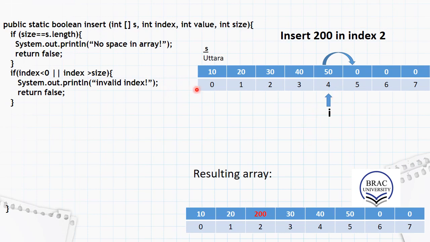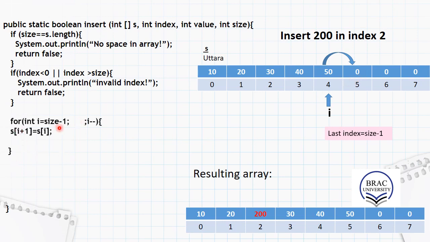So think of this array. The size of the array is 5, okay, and the last index is 4. So size minus 1 will give me the value of the last index. So we will start the shifting process, and the value of I will be set to size minus 1, and then 50 will be shifted to the next value.